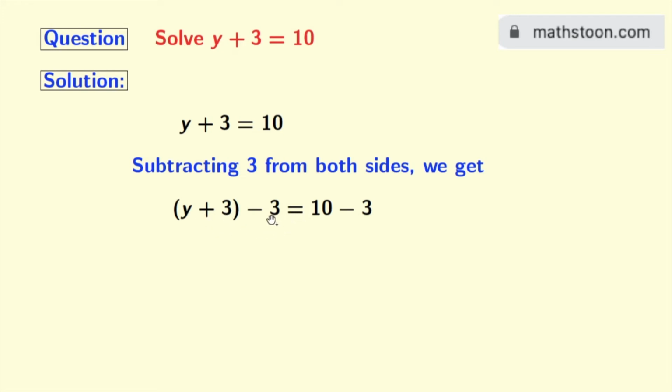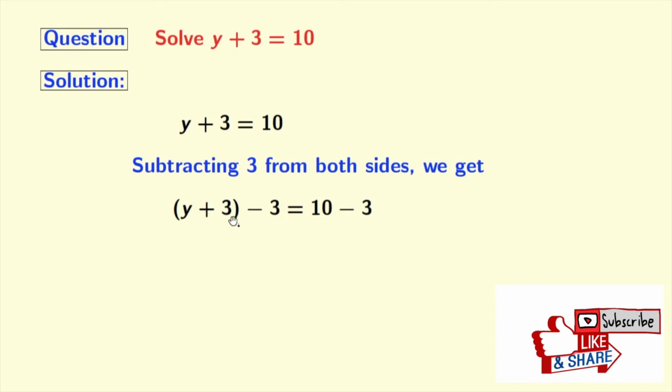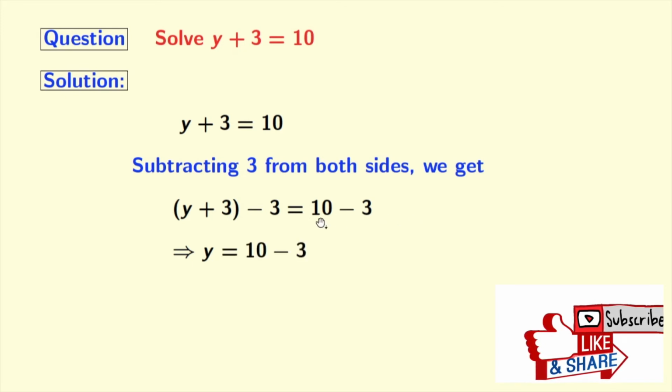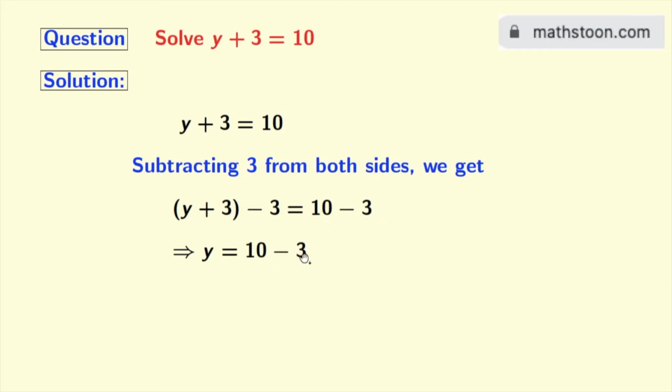In the left hand side, look that there is plus 3 and minus 3, which is 0. So in the left hand side, we have y. And in the right hand side, we have 10 minus 3. As 10 minus 3 is equal to 7, so finally we get y is equal to 7. And this comes out as our final answer.